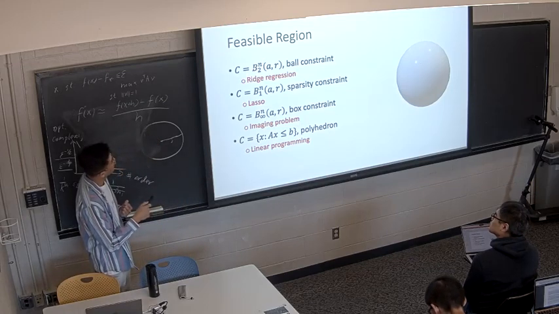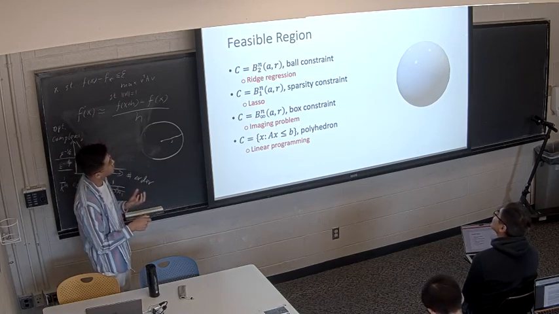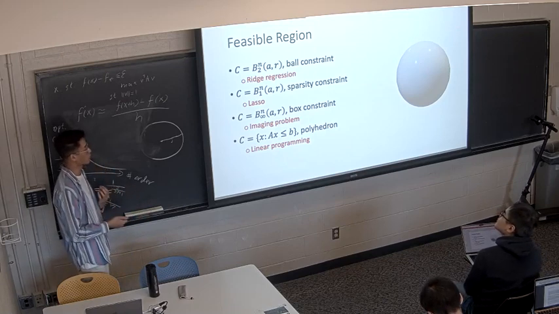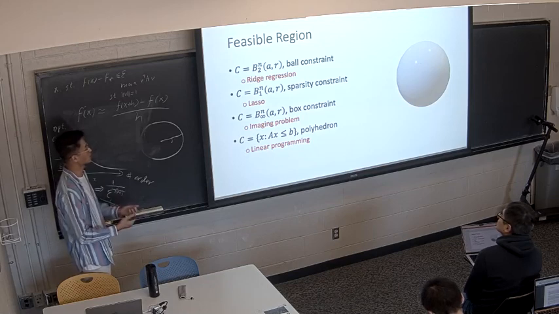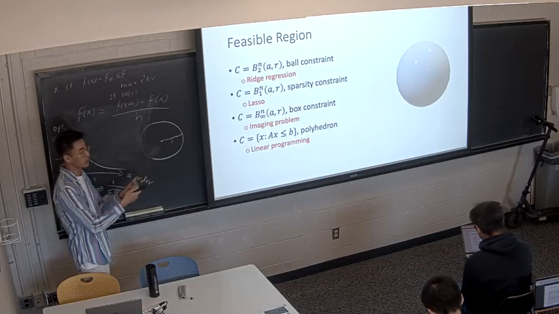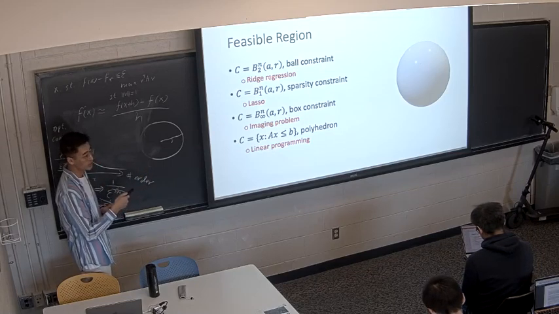Pictorially, this C looks like just a ball, and this kind of ball constraint can be used in ridge regression. If you do the penalty method or Lagrange multiplier, you can put the constraint into your objective, which is a regularization term, right? So ball constraint can be used in ridge regression.